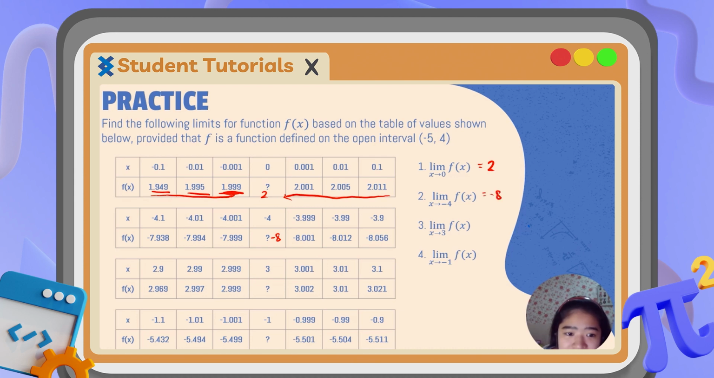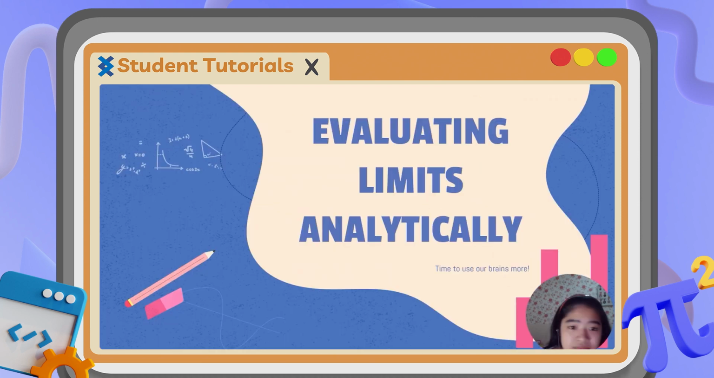And then here the answer would be 3. Then here the answer would be negative 5.5. So if you need a minute, you can just pause this video before proceeding. Okay, next. So next we try to evaluate limits analytically.